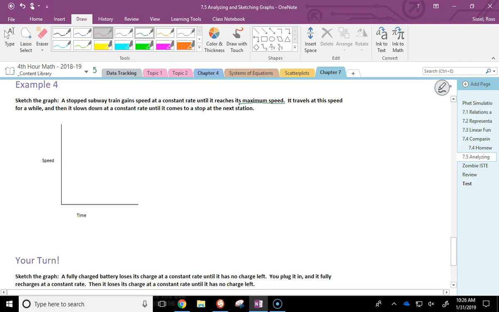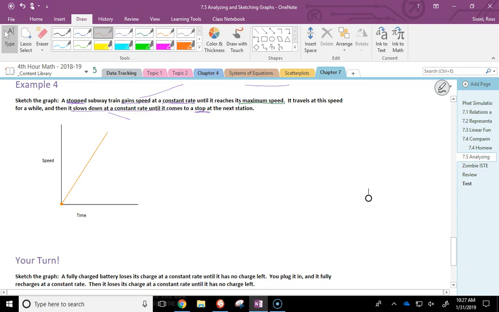I'm going to pause my video real quick. Okay, what I did real quick is I went ahead and highlighted and drew some things on the instructions. A stop. Okay, so that's important. It was stop, so I know it's going to start right here. It gains speed at a constant rate, so I'm going to have a straight line. And it's going to gain that speed until it reaches its maximum speed. So I'm going to say its maximum speed's like here. So I'm going to draw my line like this.